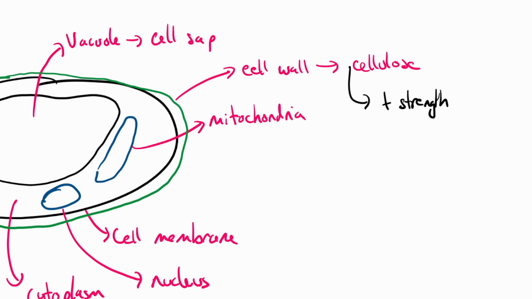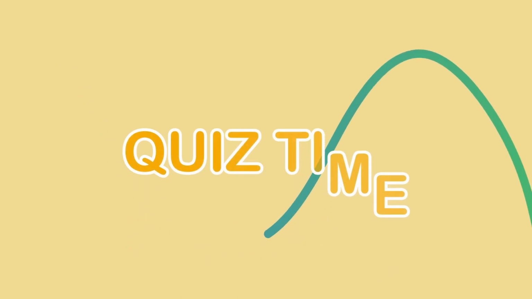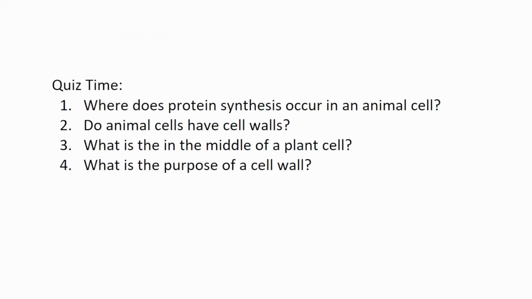Okay, so let's go ahead and do a few questions. Okay, so try and have a go at answering the following questions. Feel free to pause the video to have a go. So question 1, where does protein synthesis occur in an animal cell? In an animal cell, the protein synthesis occurs in the ribosomes. Okay, so you should be able to say that.